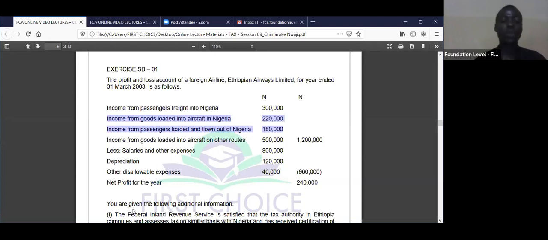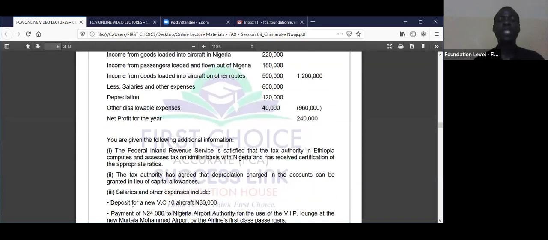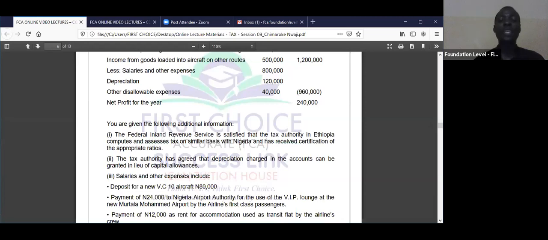Go to required or additional information. You are given the following additional information. One, the Federal Inland Revenue, underline this word, is satisfied. You underline it, that the tax authority in Ethiopia computes the assessment tax on a similar basis with Nigeria. That's one. That is fine.